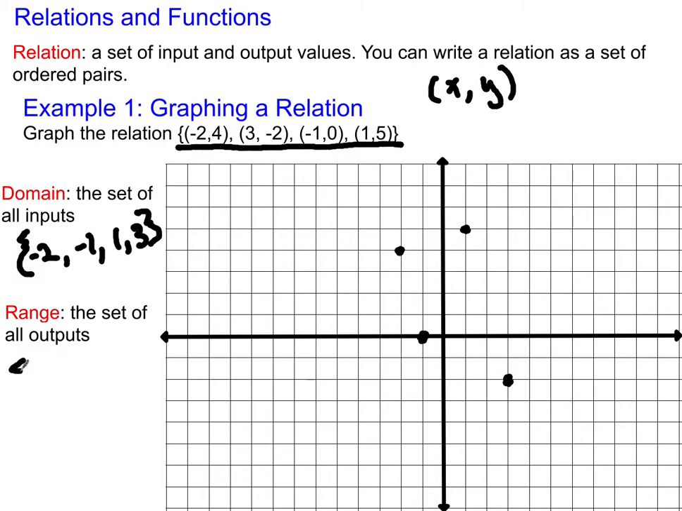And then all the outputs are the y values. So these are the x values and now the y values. I'm going to do it in order also. So we've got -2 is the lowest y value. And then the next one is 0. And then 4, and then 5. So here's our graphed relation. This is the domain of our relation, all of the x values, and this is the range of our relation, all of the y values.